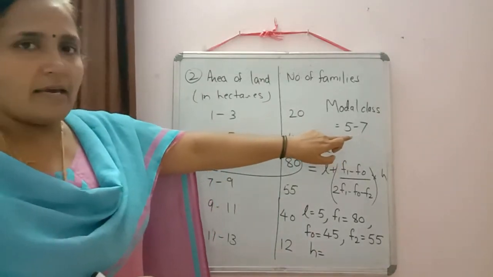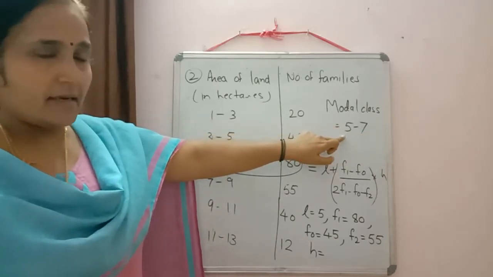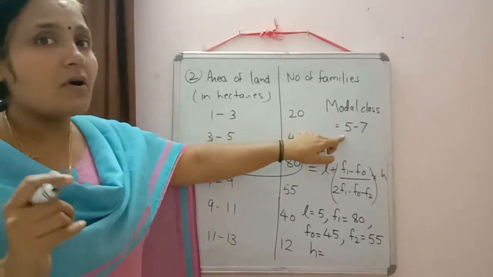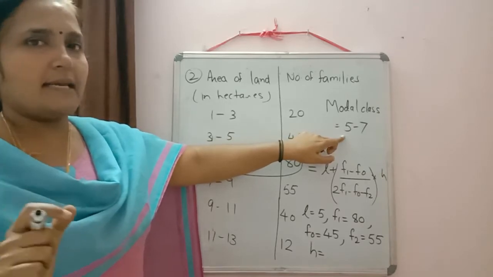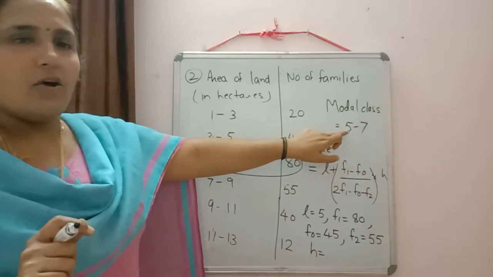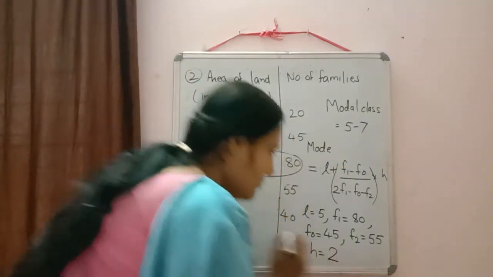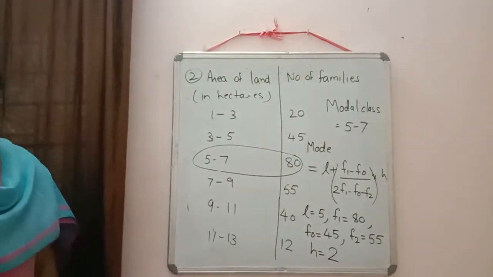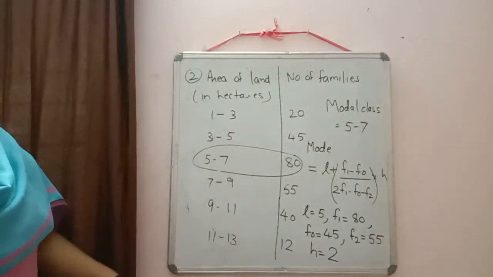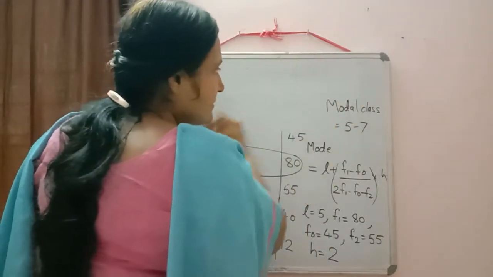Class size, how are we calculating? Upper limit minus lower limit. Class size is also called the width of the class interval. So just subtract upper limit minus lower limit. So 7 minus 5 will be equal to 2. So H is equal to 2. So now we got all the values. Now I am rubbing this one so that I can do the calculations here.